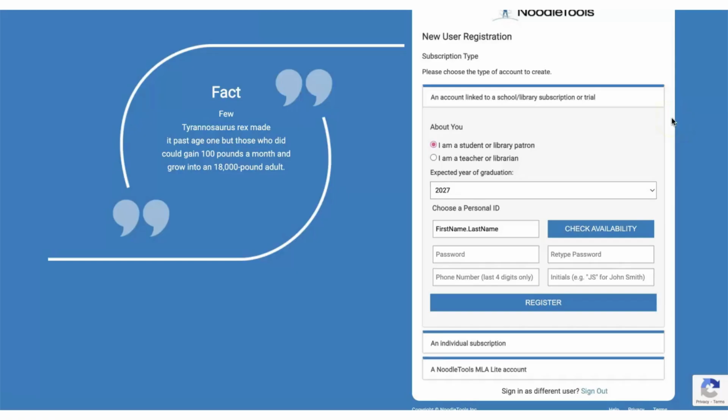To finish registering for an account, please complete the following information: your expected year of graduation. Most of you will be the year 2027. Your personal ID should be your first name dot last name, like it's the beginning of your email address. Please select a password that you will remember. You're inputting the last 4 digits of your phone number to help recover your password in case you forget it, as well as putting your initials for your first and last name. Once you've completed this information, select Register.